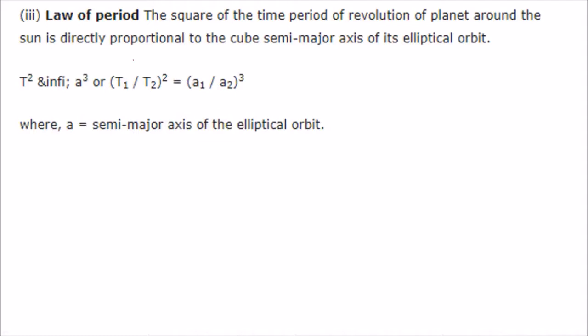Law of period. This says that T squared is directly proportional to a cubed, or you can say r cubed. The square of the time period of revolution of a planet around the sun is directly proportional to the cube of the semi-major axis of its elliptical orbit.